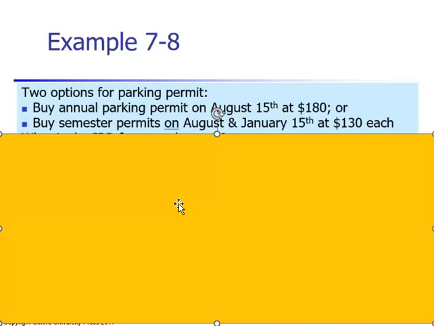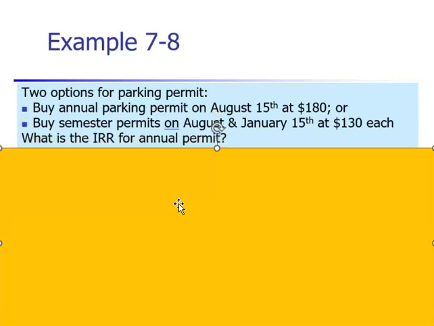Okay, you can do all the math in your mind, but you are also getting the idea of how internal rate of return analysis works, especially regarding the real estate offer that we had in the previous slide. So again, here it gives you a guide. It says: what is the IRR for the annual permit? Because it wants you to do it through the annual cash flow.